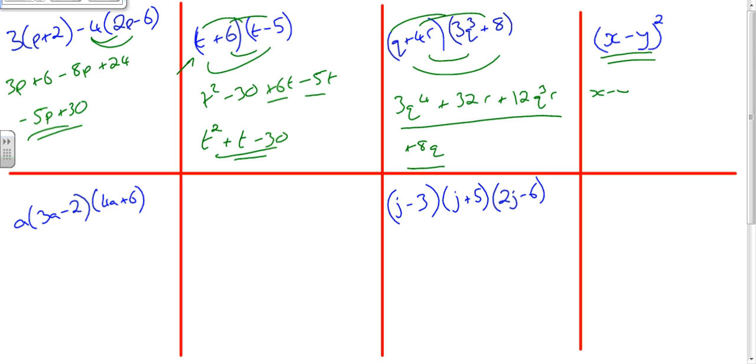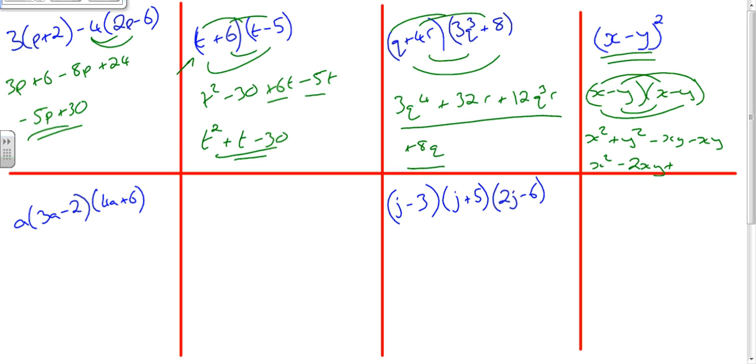This one here, you need to write the bracket out twice. So x minus y, that's going to be x squared. And then it's minus y times a minus y, so it's going to be plus y squared. And you've got minus xy, and then minus xy. And the way you simplify that, it's x squared minus 2xy plus y squared.